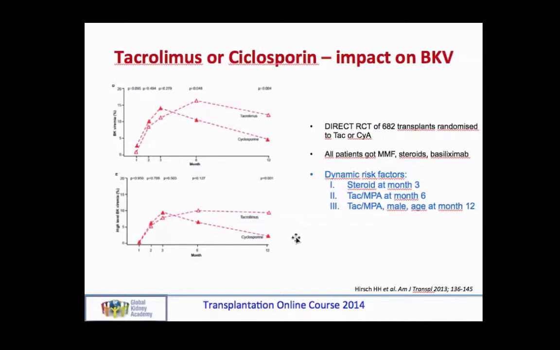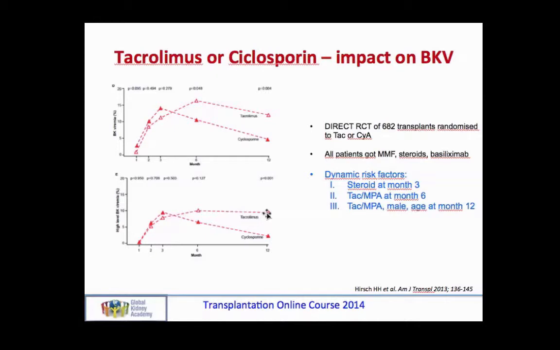So, which of the calcineurin inhibitors is more harmful? Well, it seems that tacrolimus is more harmful, and certainly in the context of BK nephropathy, is more likely to be associated with BK. So, if you look at this data, this is analysis of the DIRECT study, which is a study comparing cyclosporin to tacrolimus in transplant patients who also got MMF, steroids and basiliximab. And what you find here is that BK viremia is much more common amongst patients who've been transplanted and are on tacrolimus, and similarly high-level BK viremia is more common in the tacrolimus group.